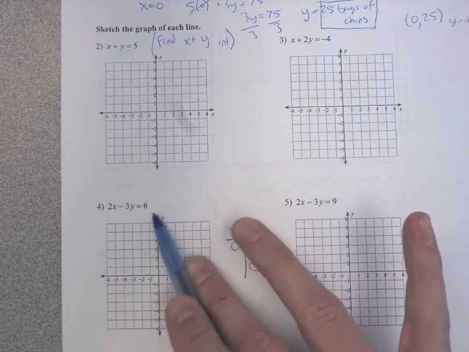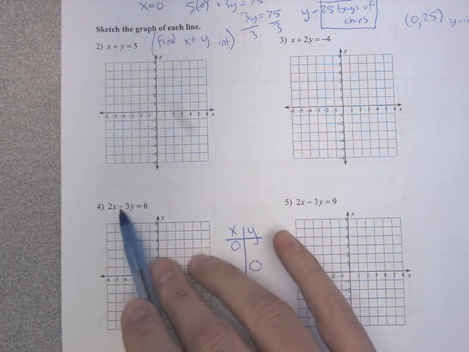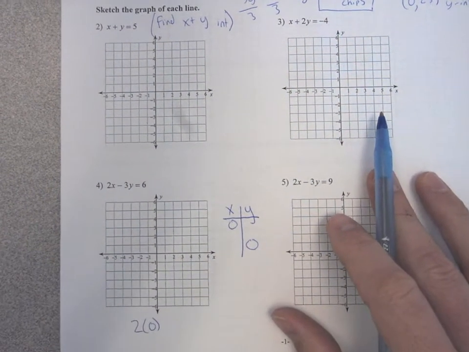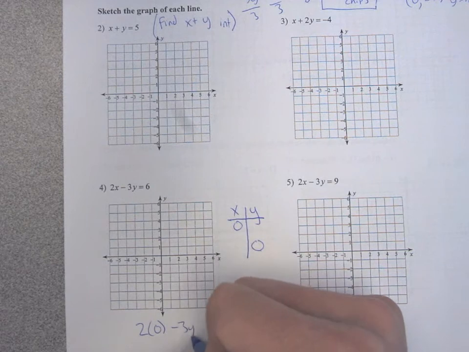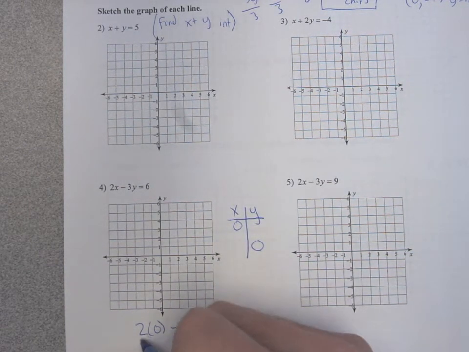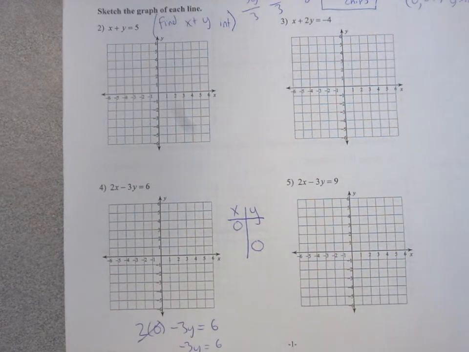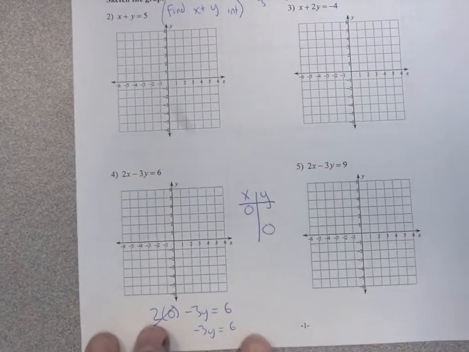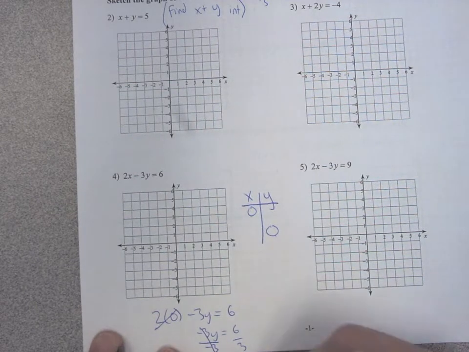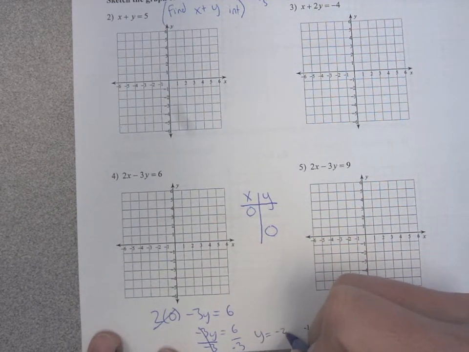We're going to take this equation here, it's in standard form, and we're going to do 2 times 0, because we made x 0, right? 2 times 0 minus 3 times y equals 6. Okay, well, just like we did in the previous problem, this is going to go away, and I have negative 3y equals 6. All I have to do now is get y by itself, and I can do that by dividing both sides by negative 3.